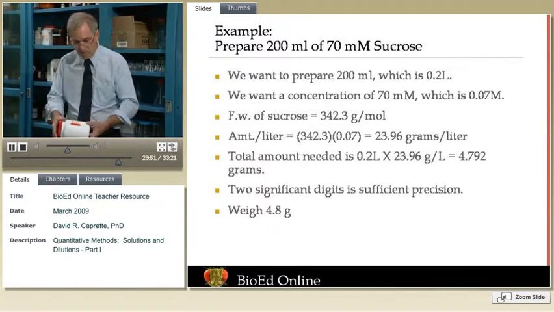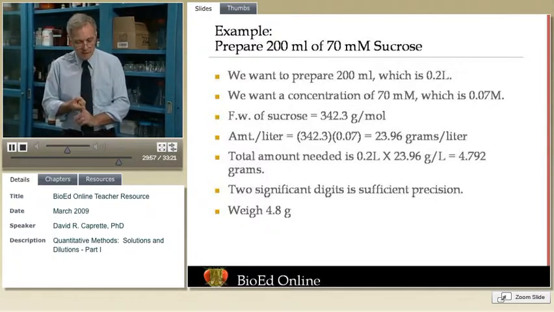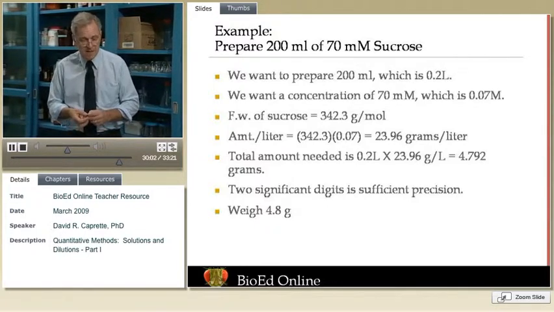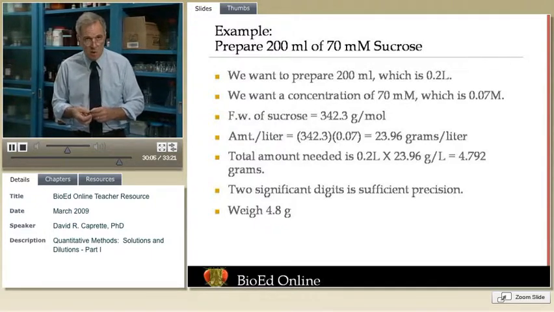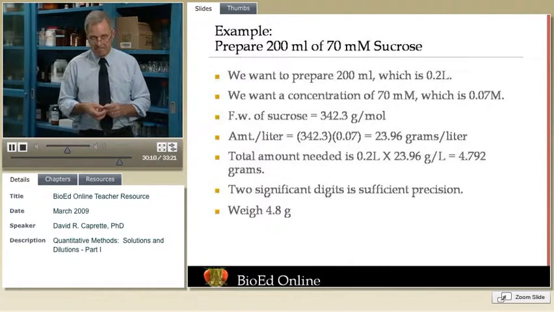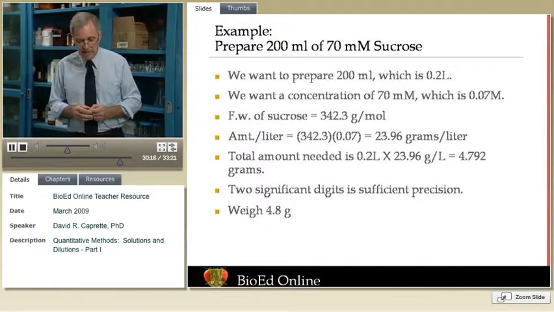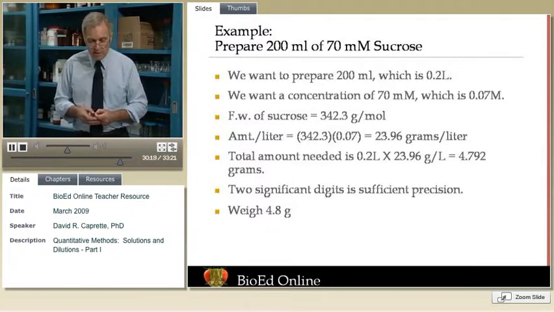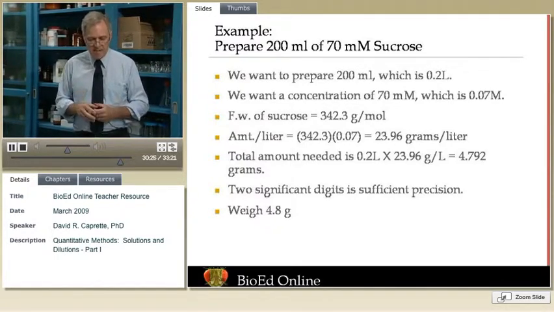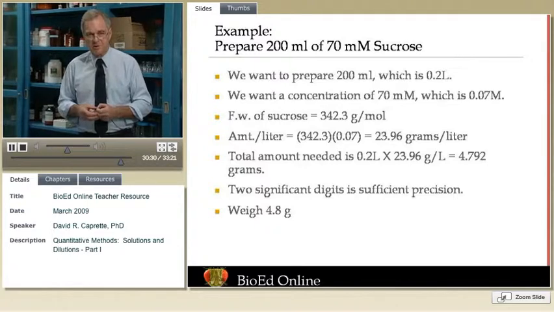That beats the heck out of going to a periodic table. I'll go with 342.3. The amount per liter should be 342.3 grams per mole times 0.07 moles per liter. That gives us 23.96 grams per liter. I will keep that level of precision for now, and we decide I need 0.2 of a liter of this stuff, so I'm going to take 0.2 liter times 23.96 grams per liter. That means I'm going to need 4.792 grams of sucrose for my solution.